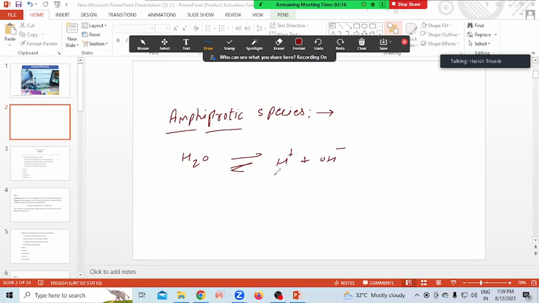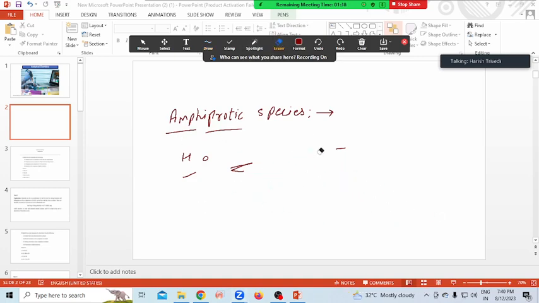Here it is giving H plus ion, but this H plus ion can be taken by another water molecule and converted into hydronium ion. So in this way we can say water can give hydrogen ion. Similarly, this water molecule is accepting hydrogen ion. So it is giving hydrogen ion as well as accepting hydrogen ion or proton. So this is known as an amphiprotic species. We will explain one more example.